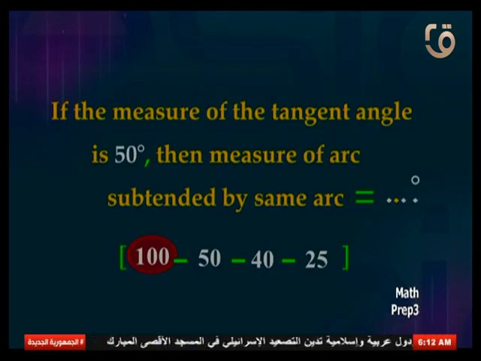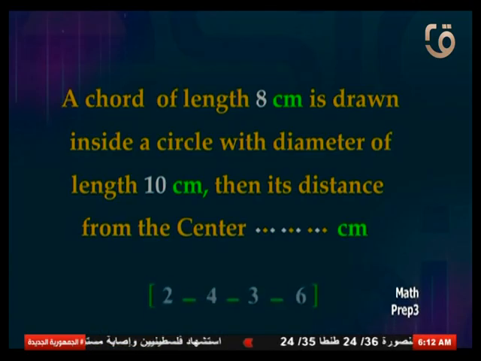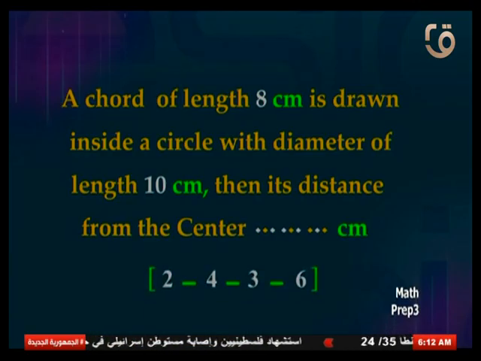Another example, a chord of length 8 centimeters is drawn inside a circle with diameter of length 10 centimeters. Then its distance from the center equals how many centimeters? 2, 4, 3, or 6.